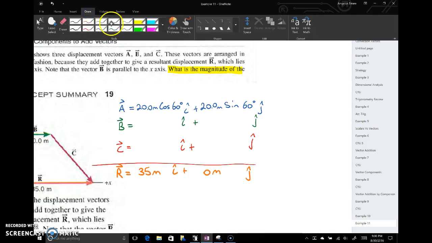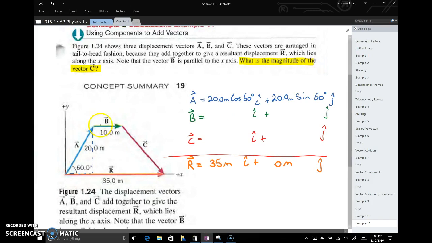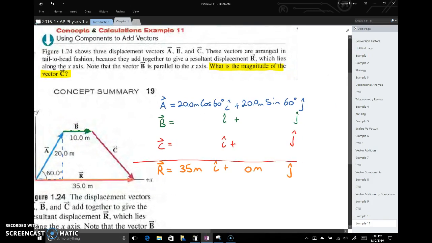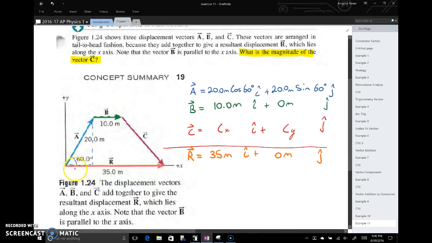And then B is exactly along the horizontal. So that means that it has no component in the y. So it's 0 meters j hat, and all in the x, the positive x direction. Okay, now C is unknown, so we're going to write placeholder variables. We'll just write Cx, Cy. And then again, R is perfectly horizontal, so it's got 35 meters in the x direction and nothing vertical, so 0 meters j hat.